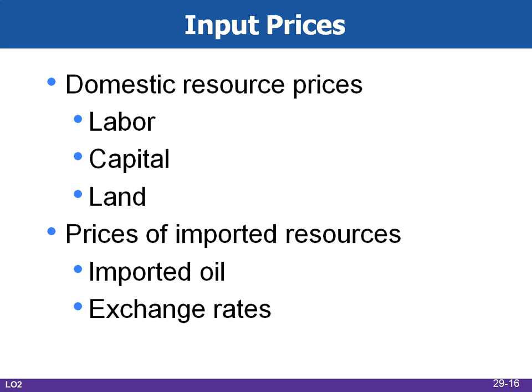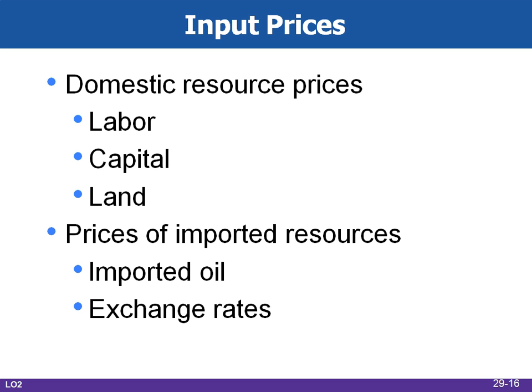Capital and land prices affect aggregate supply the same way as labor costs. If their prices fall, aggregate supply shifts to the right. If their prices increase, then aggregate supply shifts left. Prices of imported resources: imported resources add to domestic supplies and act to reduce per unit production costs, which increases aggregate supply. An increase in the price of imported resources, such as oil, acts to increase per unit production costs, which decreases aggregate supply.